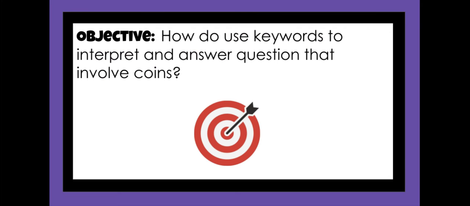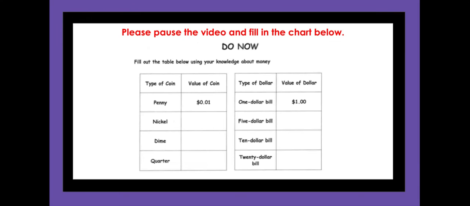So how do we use keywords to interpret and answer questions that involve coins? That's what we're going to be using a lot for today. Before we can do that, I just need to make sure you remember what every coin is worth. So at the top of the page, I want you to fill in the table appropriately. I've modeled for you the first one.